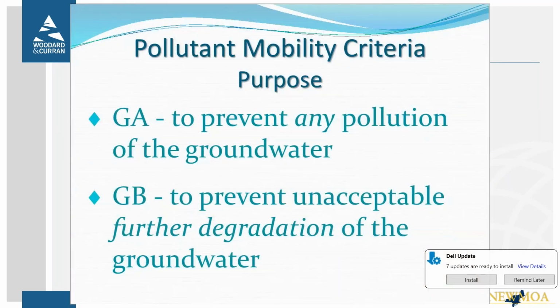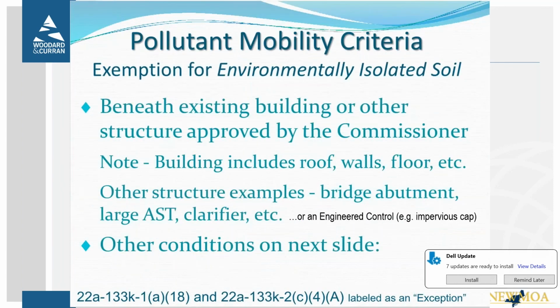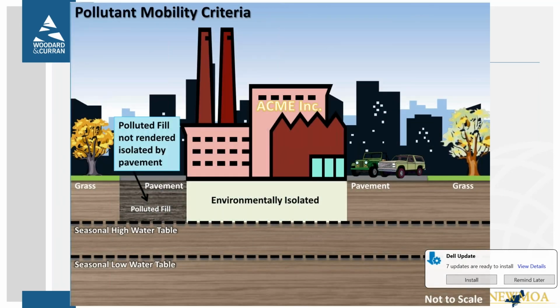And then the soil to groundwater pathway in the RSRs is dealt with via GA, i.e. either an existing drinking water source or a potential drinking water source, or GB, which is a known degraded area. There still are soil to groundwater pathway numbers for GB areas because they want to prevent further degradation per their statutes. And similar to the direct exposure criteria, there's a companion environmental isolation, which is the version of isolating it underneath the building, taking it out of the soil to groundwater pathway.